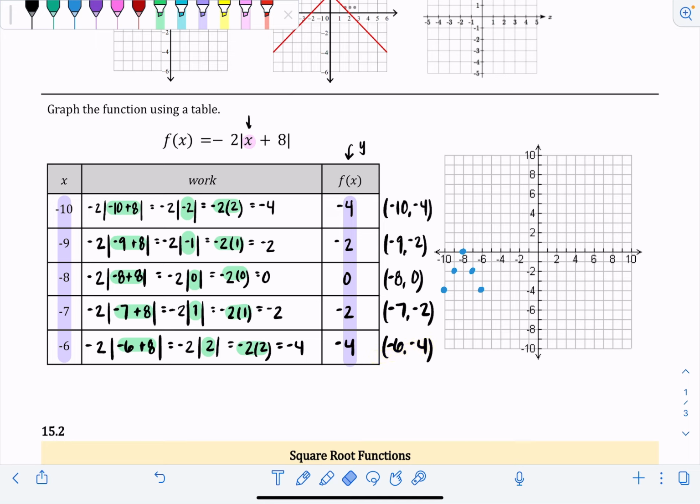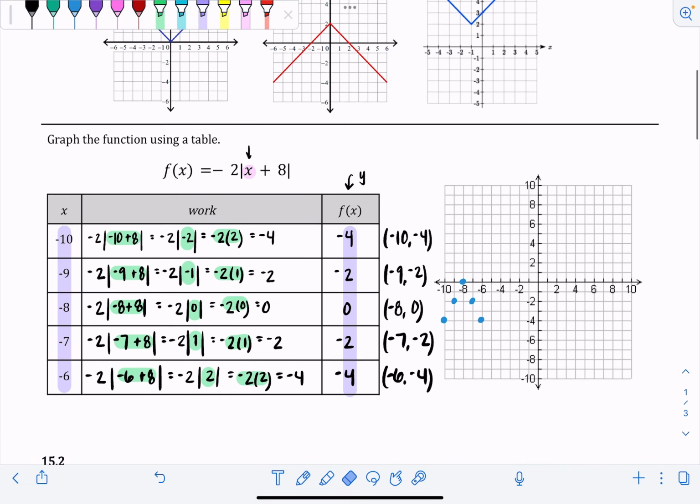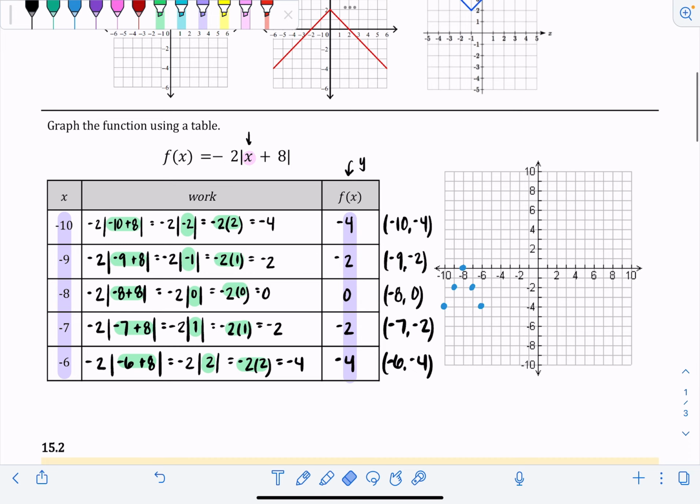So we have our points, and then here's where it's really good to know what the shape of the graph is in general, regardless of what function you're working with. So we know that our graph is supposed to be shaped like a V. So when we go to connect our points, we know that they should connect in a sharp point rather than a rounded point like you would with a quadratic or parabola. So from -8, 0, we'll draw a line going down and to the left and then down and to the right. And then that's the graph of this function.